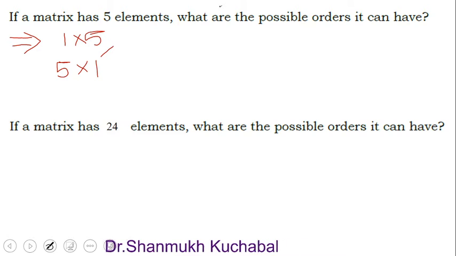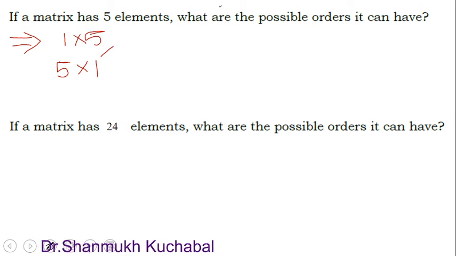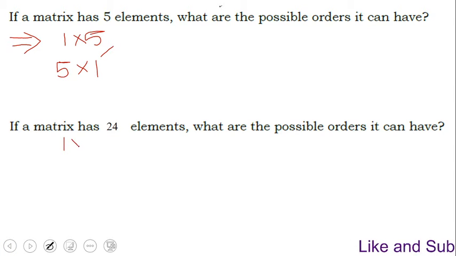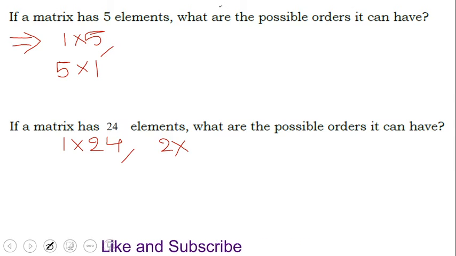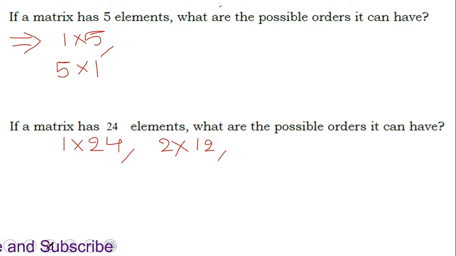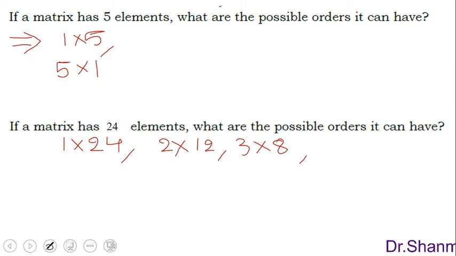Similarly, the next question: if a matrix has 24 elements, what are the possible orders it can have? Two-number multiplication should give 24. I start from 1: 1 is multiplied by 24, I get 24. Next possibility, in the 2 table I search for 24: 2 into 12 gives 24. Then we search the 3 table for 24, and 3 into 8 gives it.